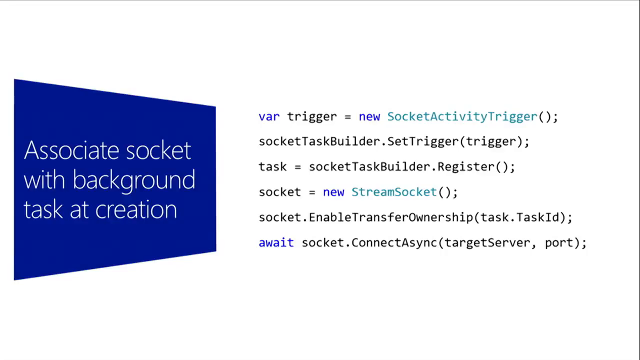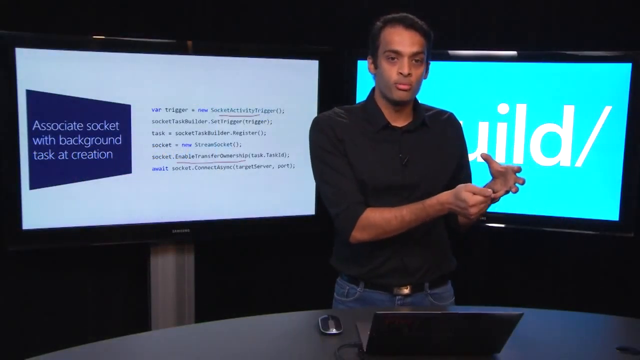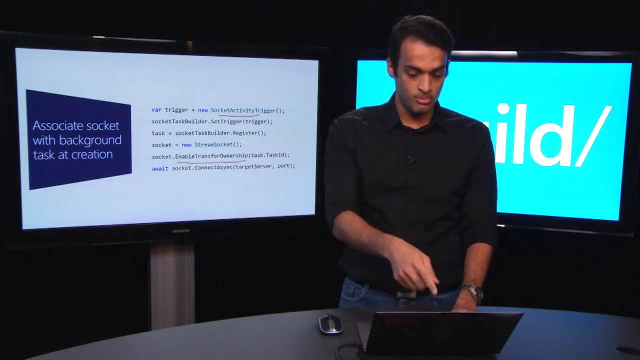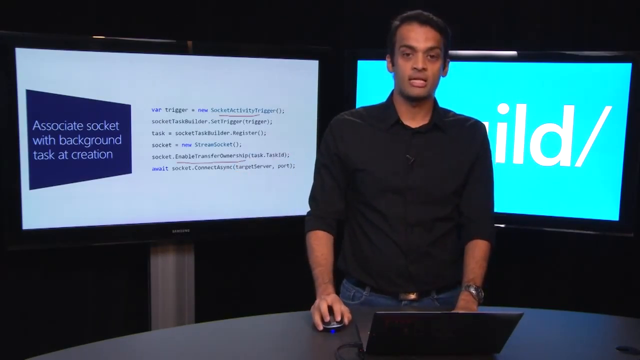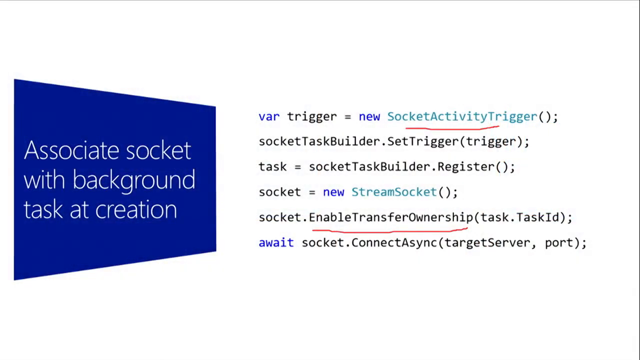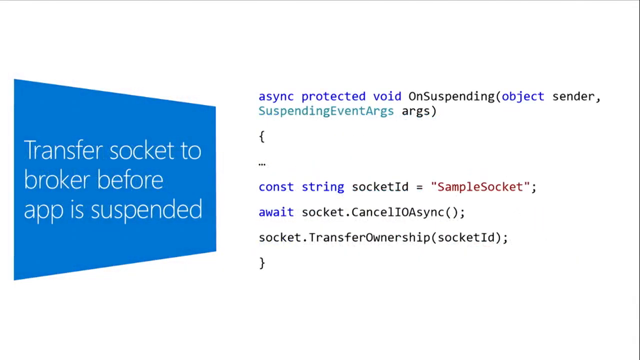Let me use a pen. So you would basically define a trigger that's a socket activity trigger. And this is a new class that we are defining in Windows 10. You would then build a background task that subscribes to this trigger. Now when you create your socket, you also enable transfer ownership on that socket. This basically tells the system that, hey, you can let the ownership of my socket go from the foreground app to the broker and to this background task that's named as task. Finally, you would, of course, connect your socket to the remote endpoint.